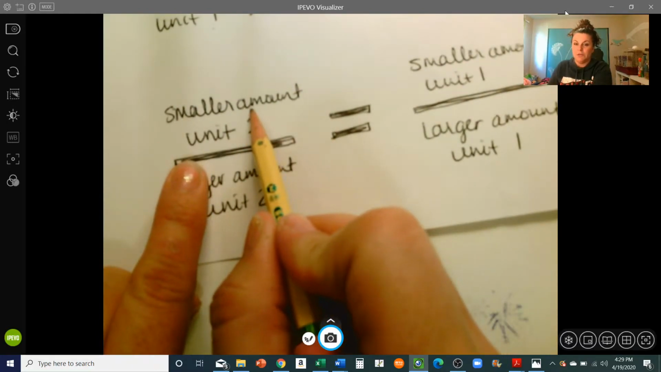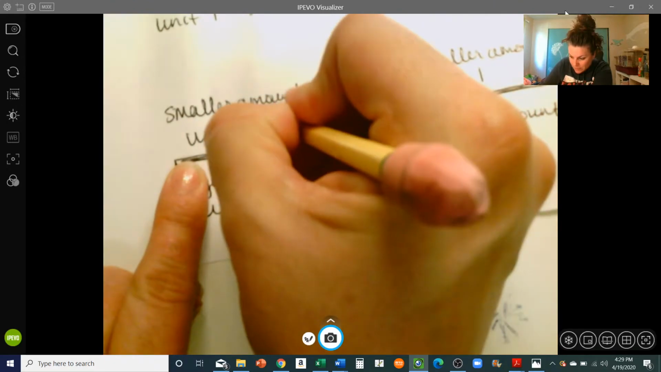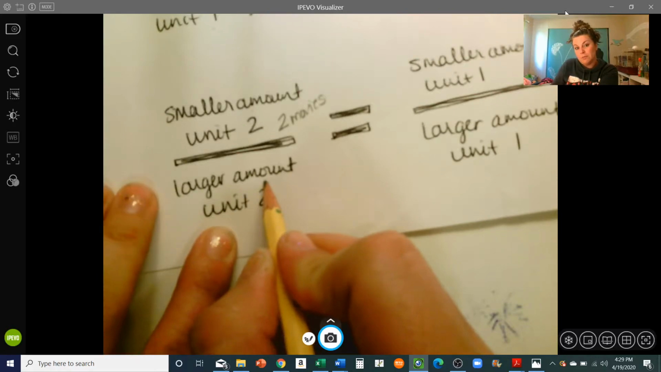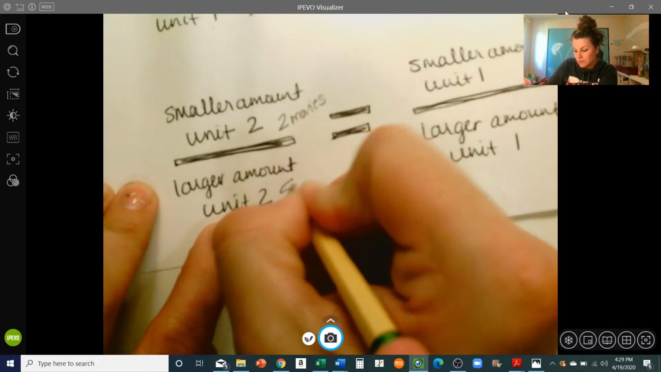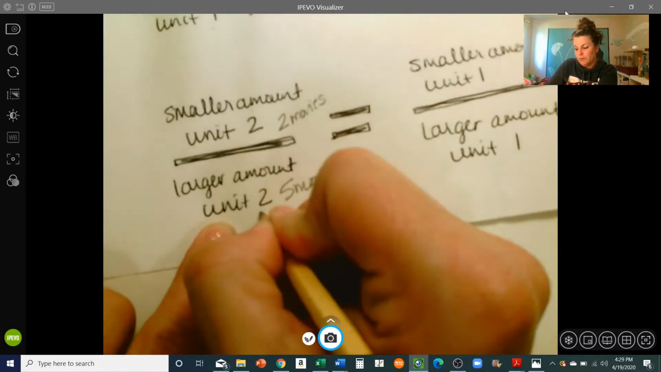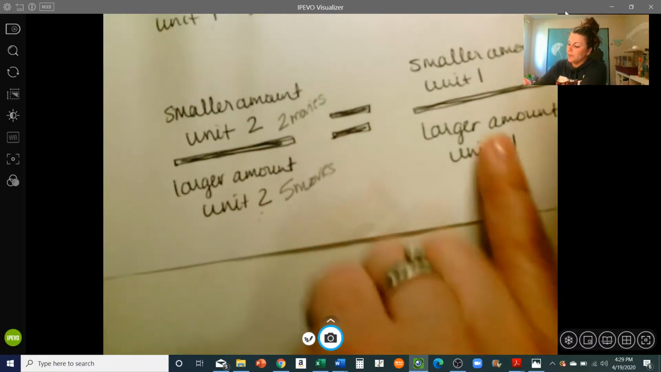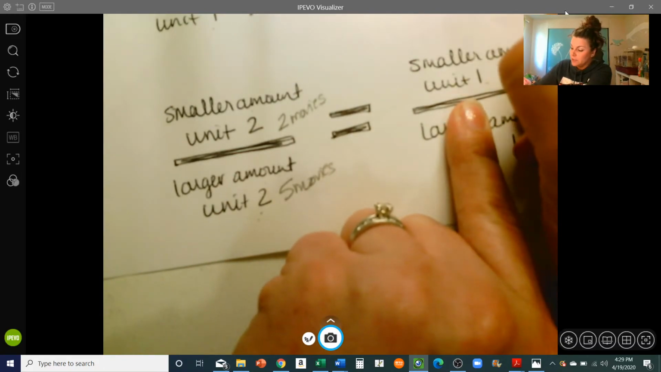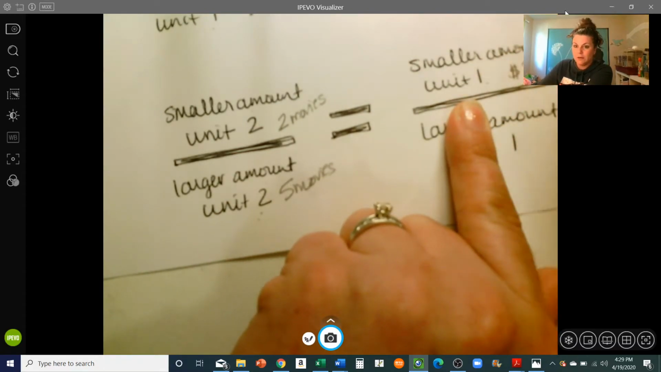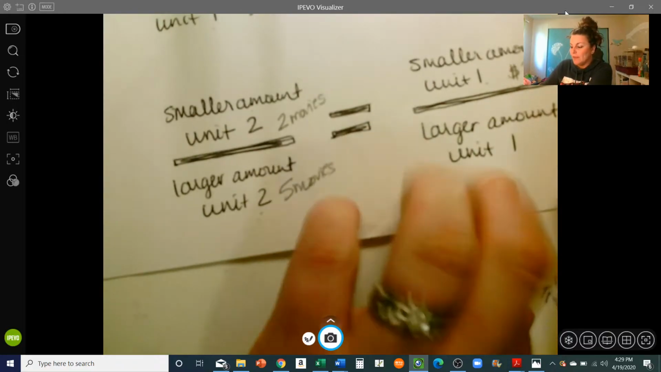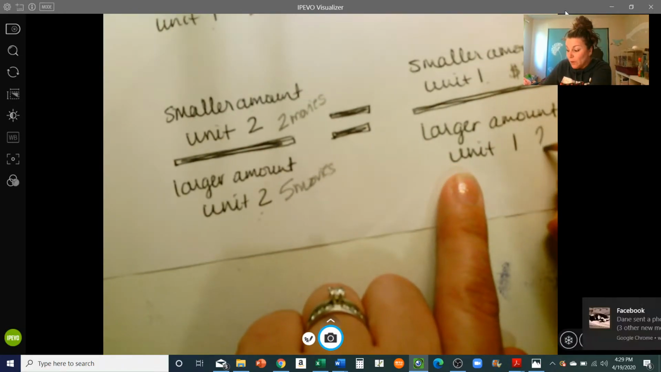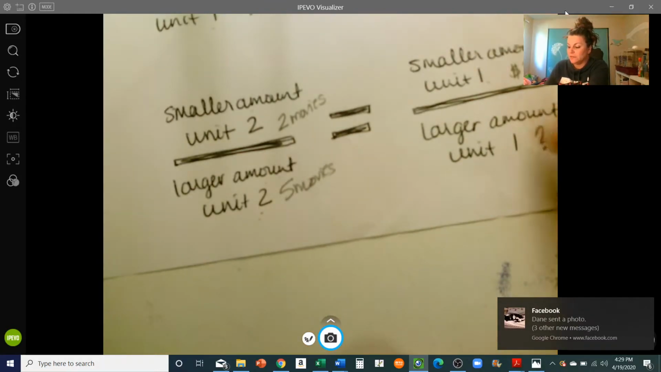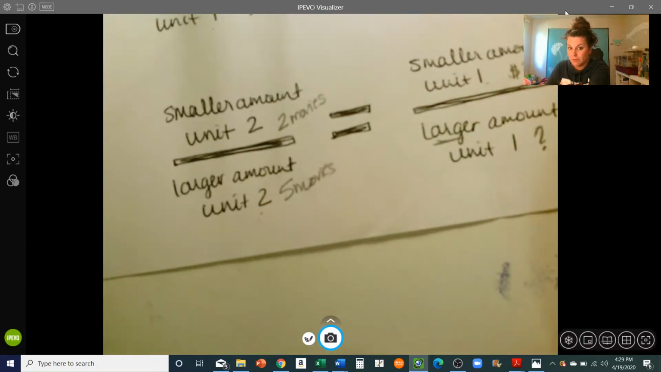Okay, smaller amount unit 2, that's the number of movies in the smaller amount, so that's 2 movies. My larger amount for unit 2 is 5 movies. Because remember, unit 2 was movies, and the larger amount was 5. And then my smaller amount, unit 1 was dollars, so that was $3.98. And my larger amount, unit 1, that was the part I don't know, because that's the money, and I don't know how much money it is for 5 movies, for the larger amount of movies.